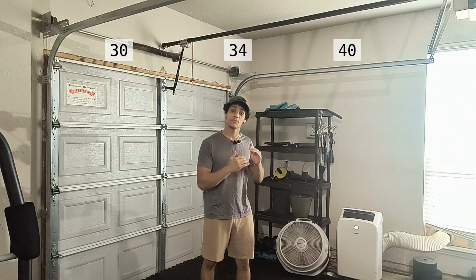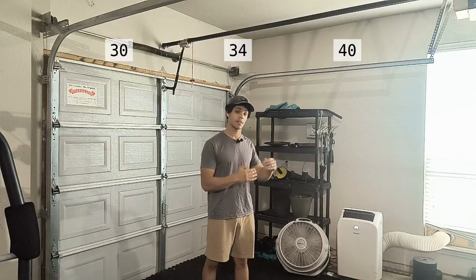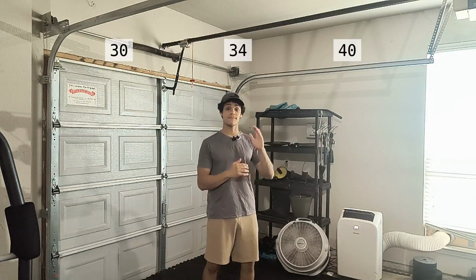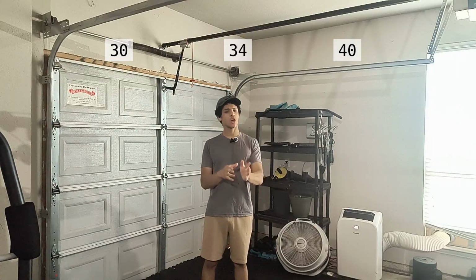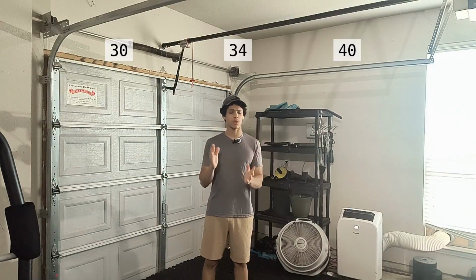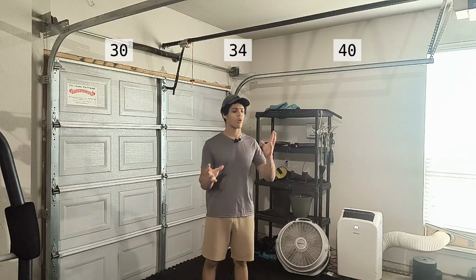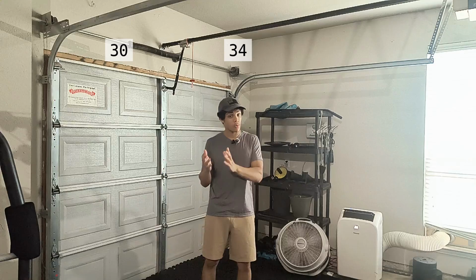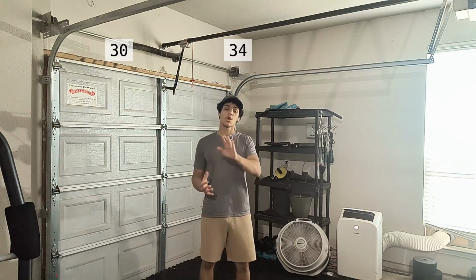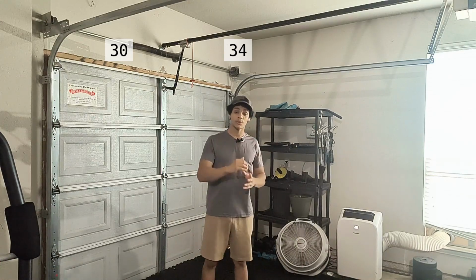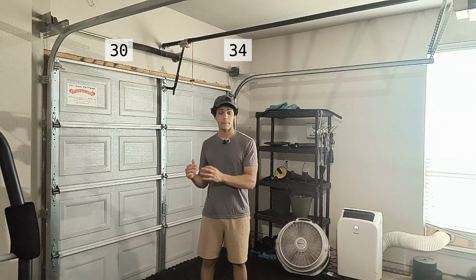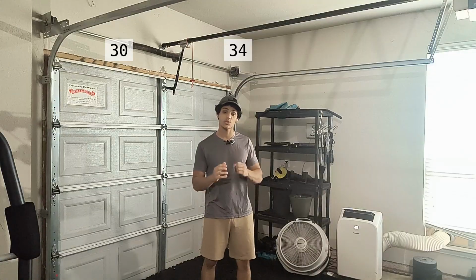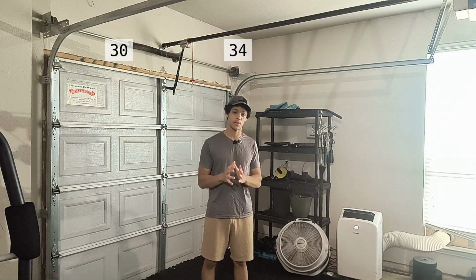How far away is 34 from 40? Well, 34 is 6 spaces away from 40. So which is 34 closest to? 30 or 40? Well, it's 30 because it's only 4 spaces away from 30. So if we were to round 34 to the nearest tens, it would be 30. We'd put 30. That'd be the closest rounding to the nearest tens for 34.